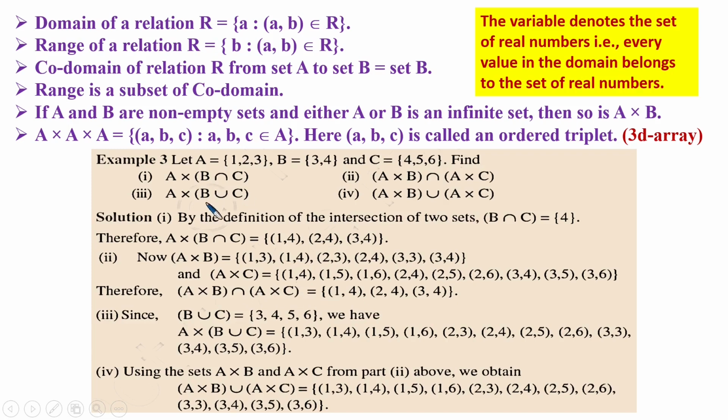Similarly for the third, you first find B union C and then take a Cartesian cross product of A with B union C, which you can see here. And similarly for this, as we have done earlier for these two, you find the cross product of this and the cross product of this and take a union. So you will get all this set of ordered pairs.